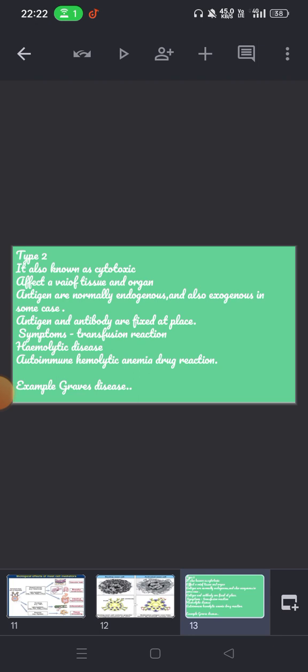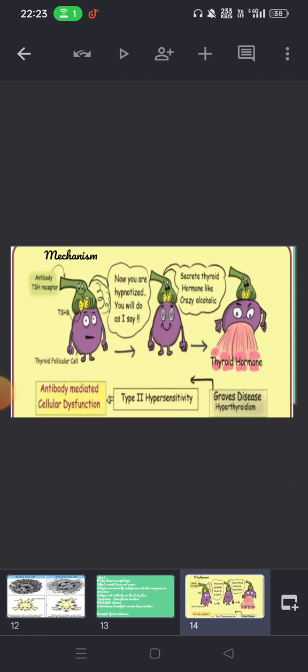Examples are transfusion reactions; second, hemolytic disease which occurs in newborn babies; and third, autoimmune hemolytic anemia and drug reactions. For example, Graves' disease. Type 2 mechanism is that the antibody to the TSH receptor combines with TSHR and secretes maximum thyroid hormone, which causes Graves' disease.